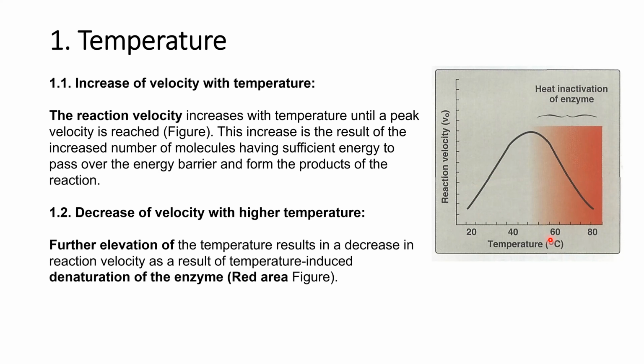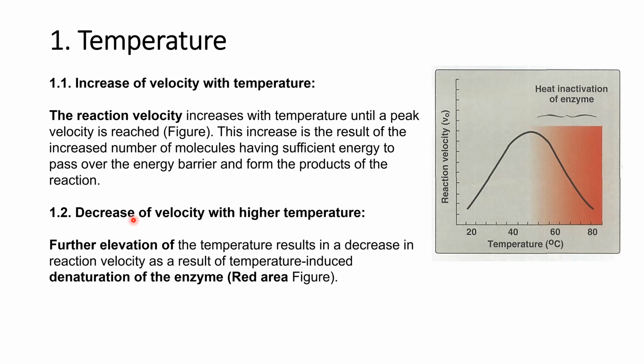Now you can see that this is the peak area, or the peak of that velocity, which we have attained after raising the temperature to a certain level. So this is the maximal velocity. Here we are getting the maximum rate of reaction of a certain enzyme activity.